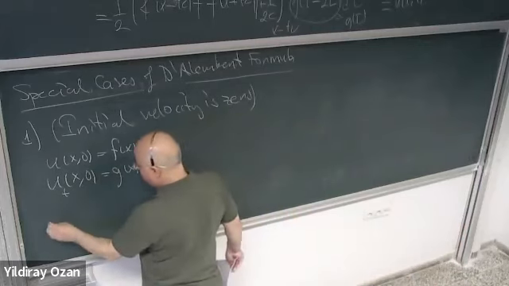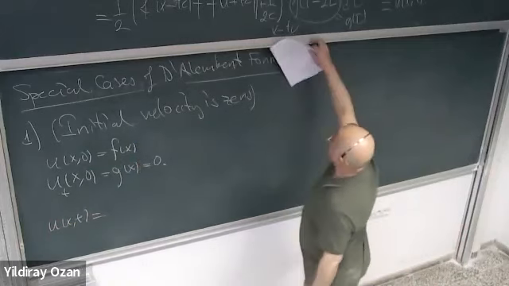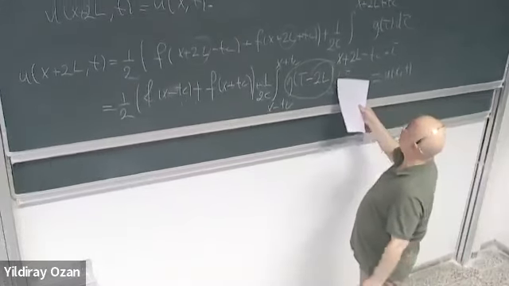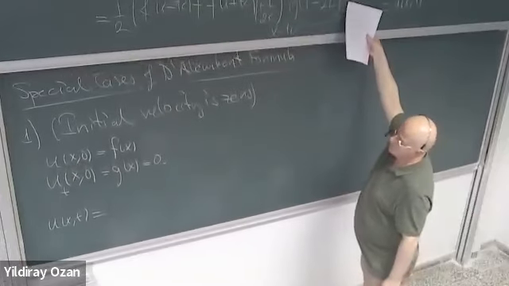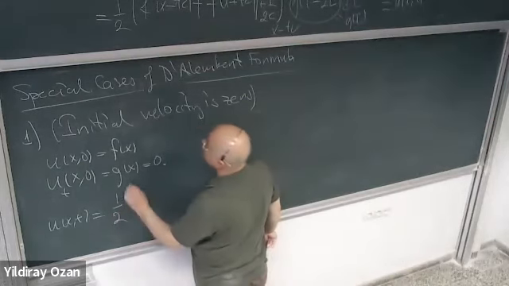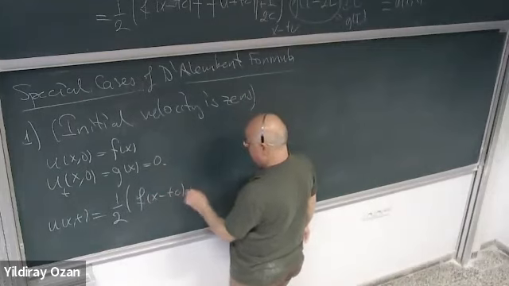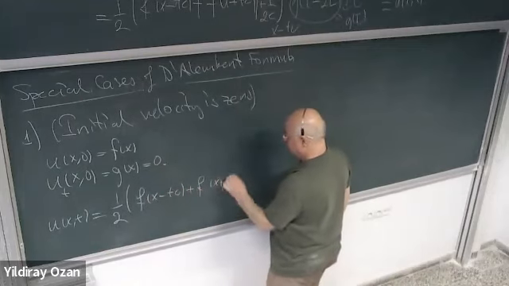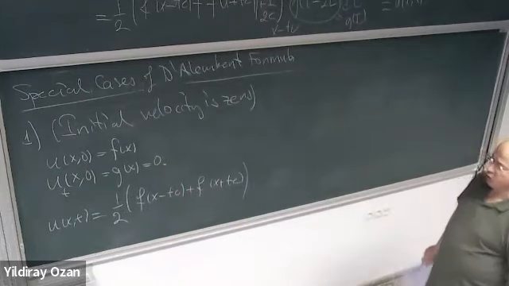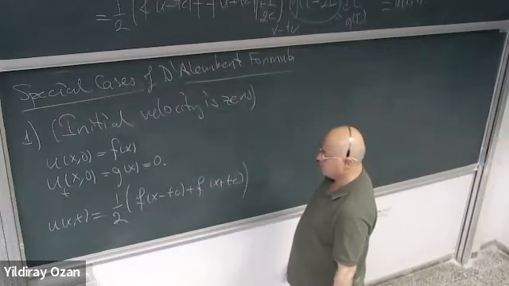Then what is the solution? Well, the integral part, since this function is zero, it will disappear, right? So we get just 1/2 times f of x minus tc plus f of x plus tc. Therefore, there is no g term. So the solution becomes something really simple.